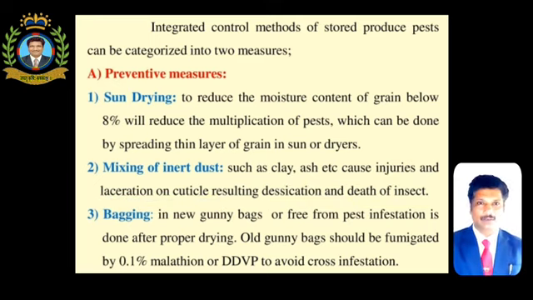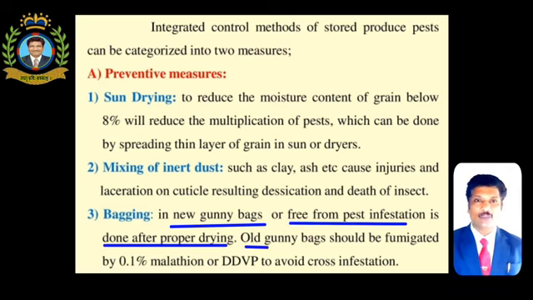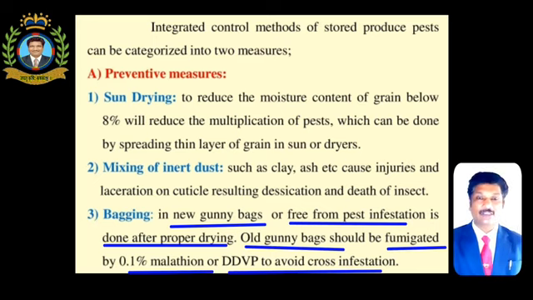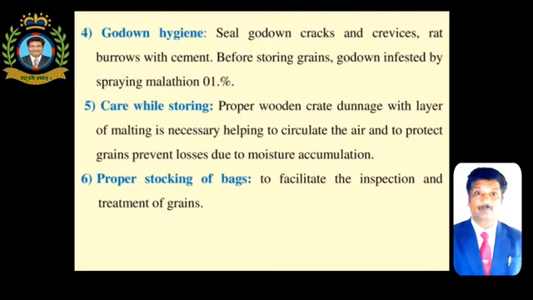Later on, bagging of the grains should be done in gunny bags, but care should be taken that mostly new bags should be purchased. If not possible, old bags can be fumigated with 0.1% malathion or DDVP, just to avoid cross-infection of the pests.